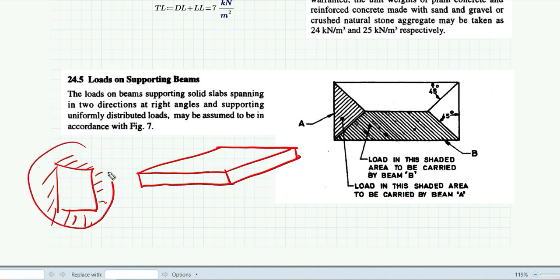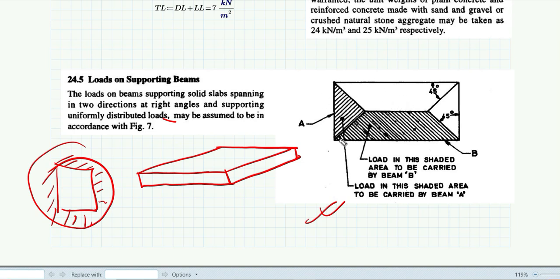So this question is addressed by the code in clause 24.5. It says the loads on the beam supporting solid slab spanning in two directions at right angles and supporting uniformly distributed loads may be assumed to be according to figure 7. So this is figure 7. It says that if the angles are 90 degrees, and all the 4 sides are fixed, this is a solid slab and the load is uniform.